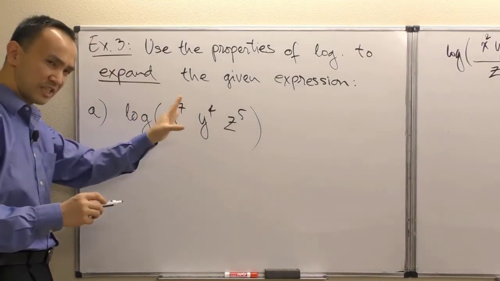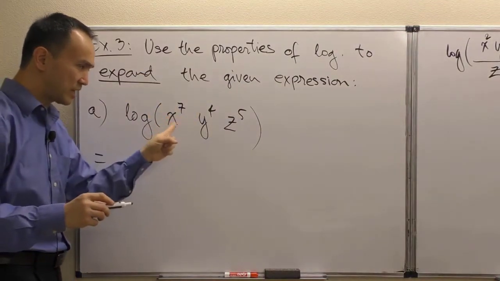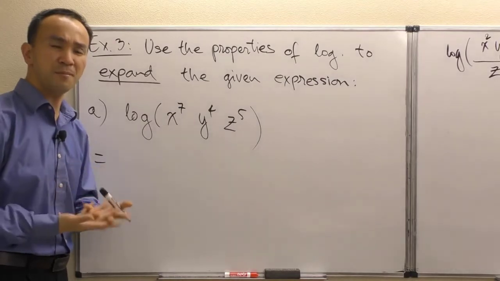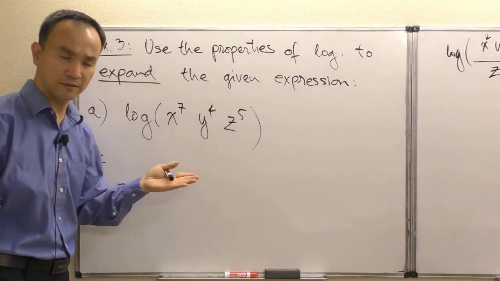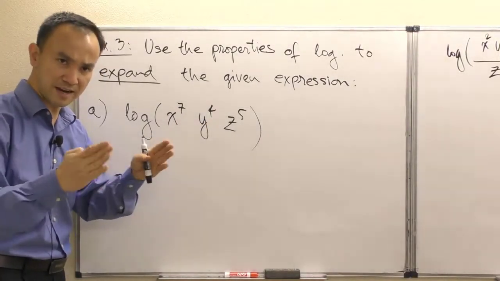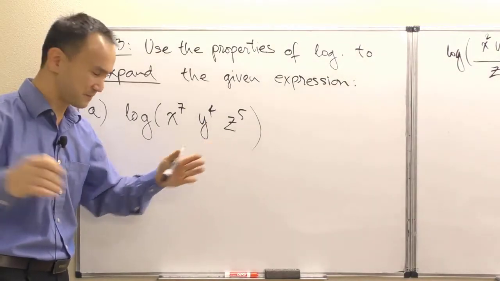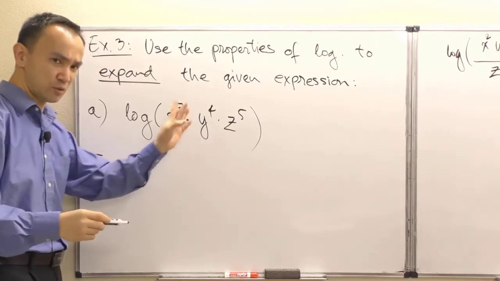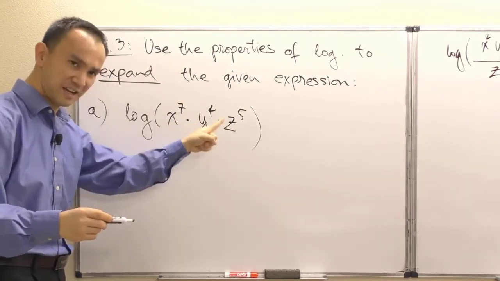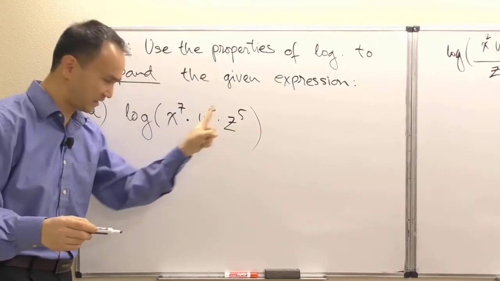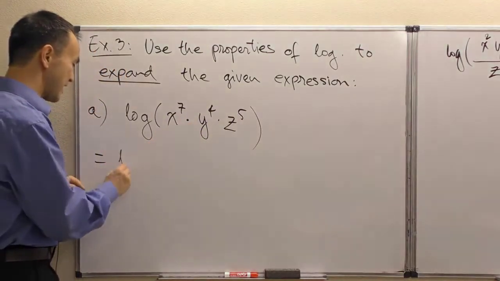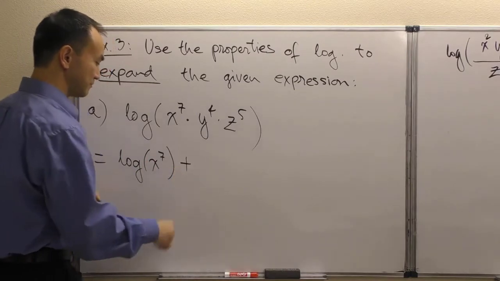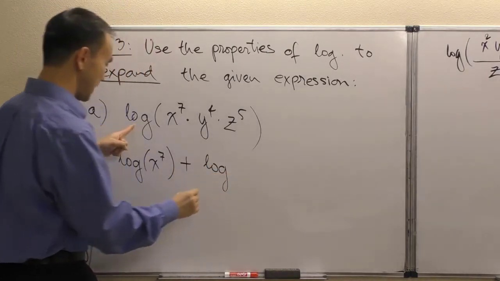The way I see this, it's a product between these powers. It's a product of powers. So I'm going to use property number 4, the product rule, and break it down to a sum. There's a product there, and then there's a product there. That's why I erased it earlier, but now I have to put it back in to make it real clear. Now we have a product, so we can write it down as log of x to the 7 plus log, same base.